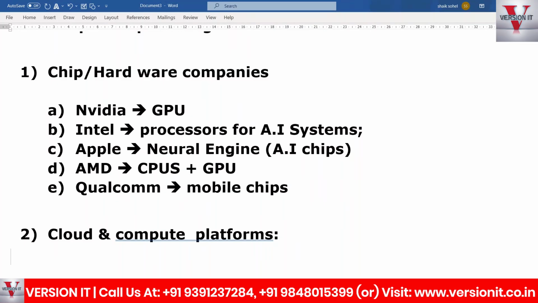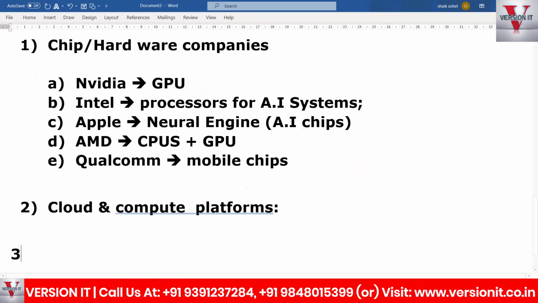So they have been designing. And coming from IBM, we are getting enterprise AI as well as cloud systems from them. And coming to Oracle, they are designing cloud infrastructure. So like this, in cloud and compute platforms, these are the organizations we are getting.